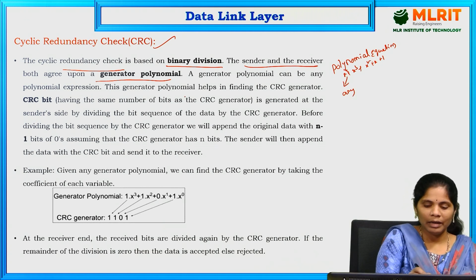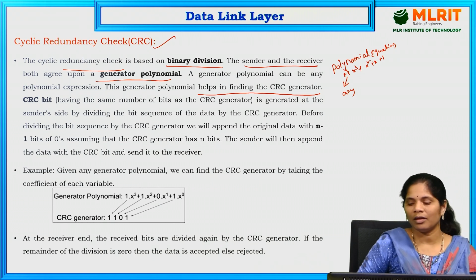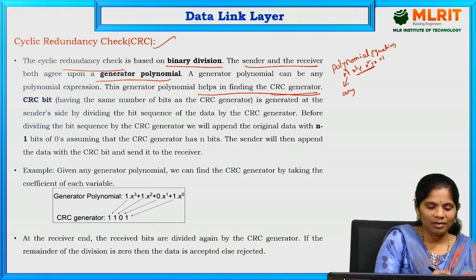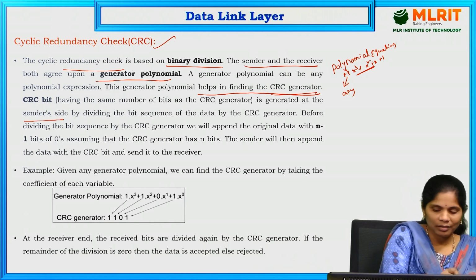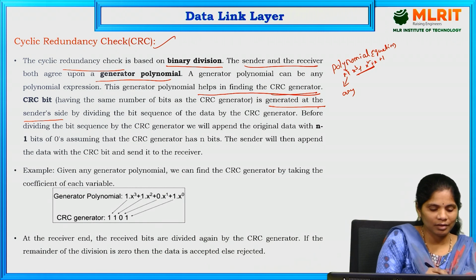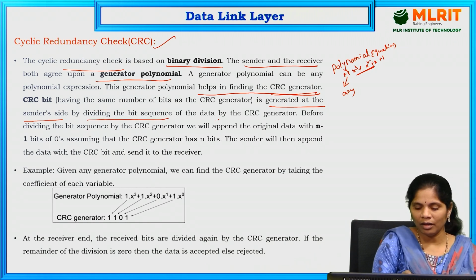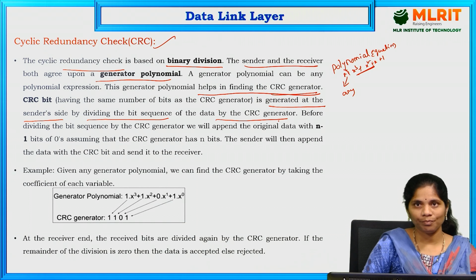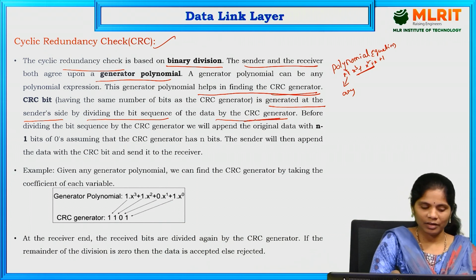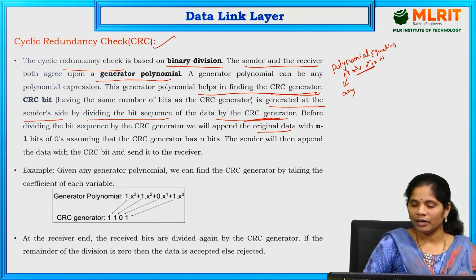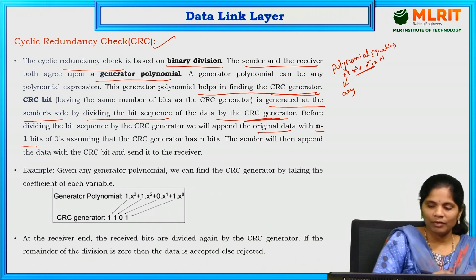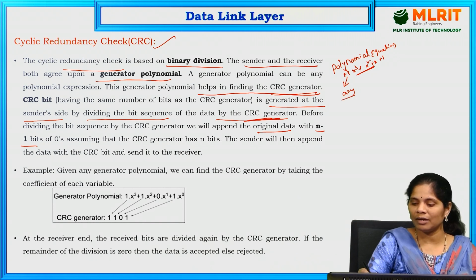So mainly it helps in finding the CRC generator. Why are we using the polynomial equation? For finding the CRC generator, we use the polynomial equation. These CRC bits have the same number of bits as the CRC generator. These are generated at the sender side, by dividing the data bit sequence using the CRC generator. So before dividing, to the original data we have to add the n-1 bits from the CRC generator.